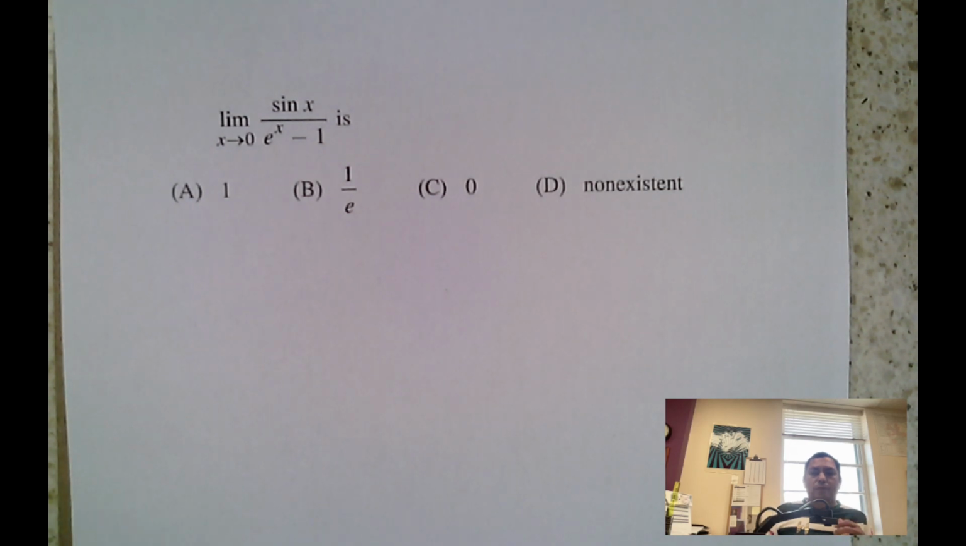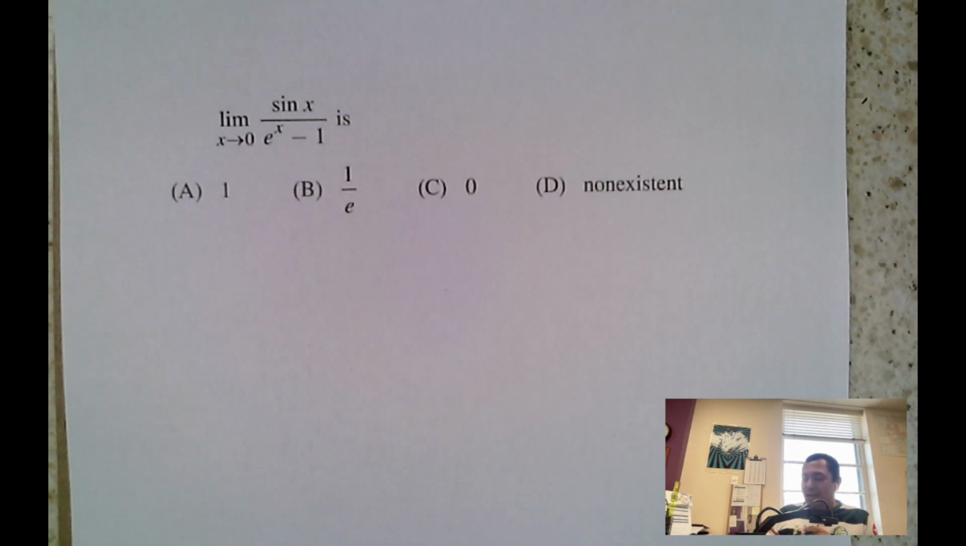We are going to solve the following problem that we have here. It's a limit. It says limit when x approaches 0 of sine of x over e to the x minus 1. And then we have 4 different answers. To start, this is an AP calculus problem. This is part of an old practice test that is usually on Google.